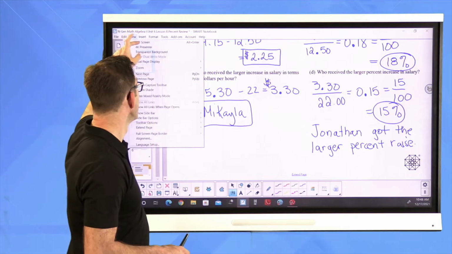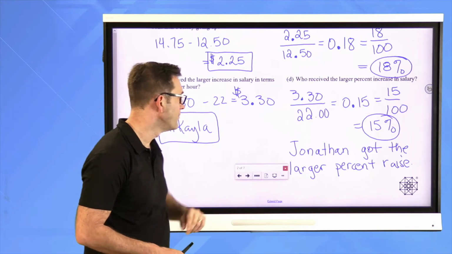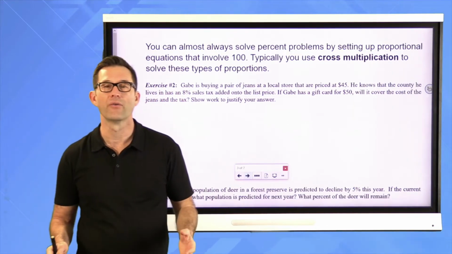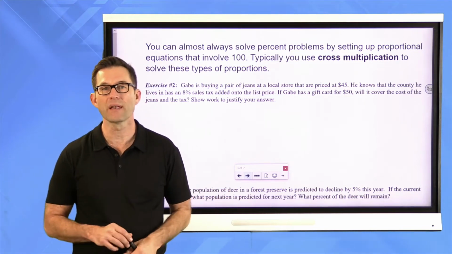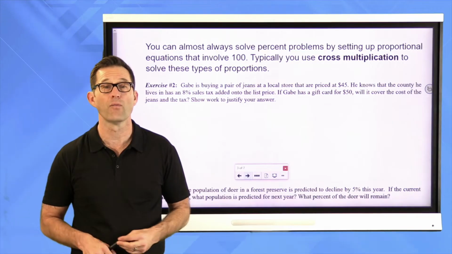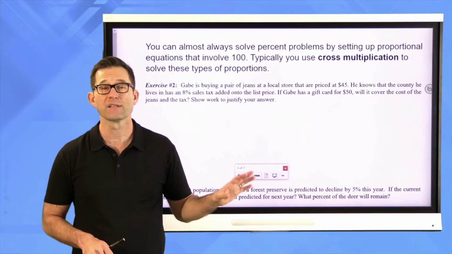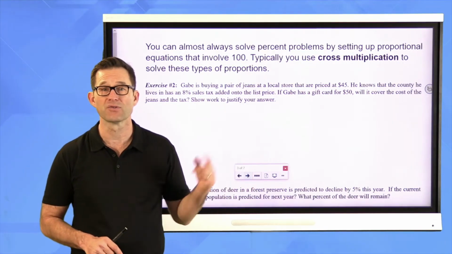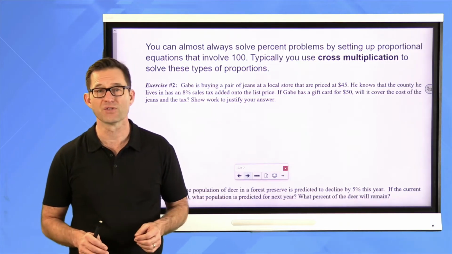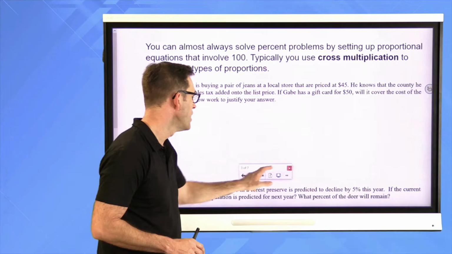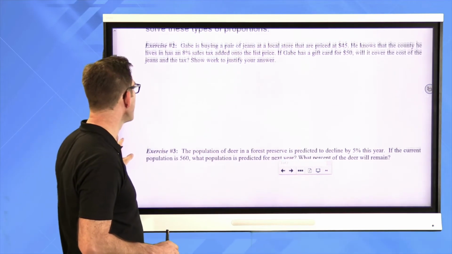All right, let's keep going. Ratios out of 100. Now you can almost always solve percent problems by setting up proportional equations that involve 100. We didn't really do that in the last problem, but we're going to take a look at that a little bit in exercise 2 and 3. Typically, you use cross multiplication to solve these types of proportions. So let's take a look at exercise number 2.